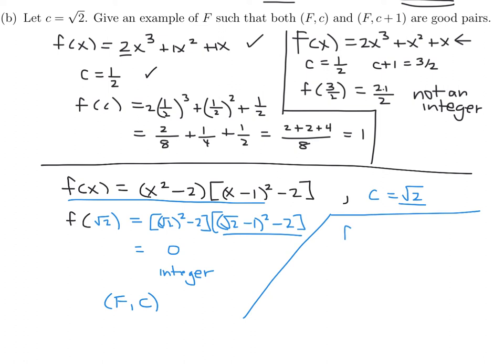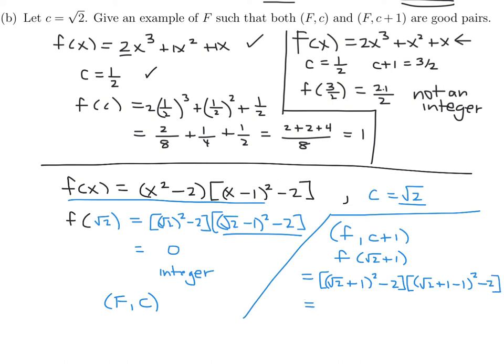Now they also want you to prove that f, c plus 1 is also a good pair. Well, the same function, but this time we have c plus 1, so we have root 2 plus 1. So it's f at root 2 plus 1. Plug that in and we get root 2 plus 1 squared minus 2, and this one would be root 2 plus 1 minus 1, all squared, minus 2. So in this part here the 1's cancel, so root 2 squared is 2, and 2 minus 2 would be 0. Therefore, once you multiply that by that, that will also be 0. And since 0 is an integer, again, we have shown that this is also a good pair.